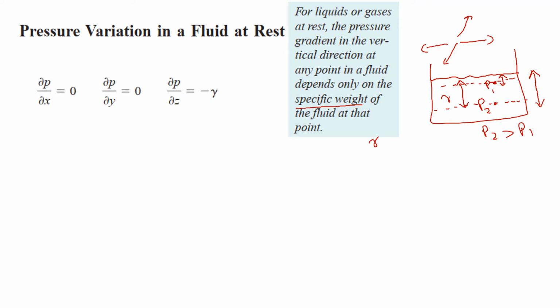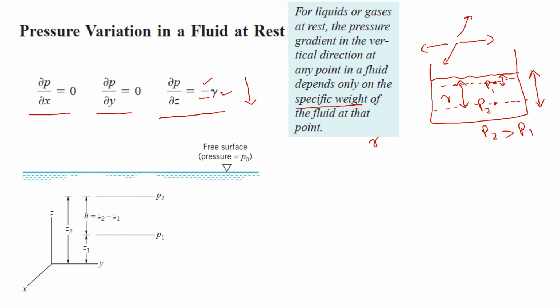This is the equation: the pressure gradient will not change along the x-axis, it will not change along the y-axis, it will only change along the z-axis, and here it is equal to minus gamma. Why minus gamma? Because as we move down in a fluid, the pressure actually increases. So this negative sign shows that the direction is downwards, and the pressure is increasing as we move downwards in the negative z direction, and gamma is the specific weight. So this is the equation that we came up with. This was very important, and we used it to solve different problems related to pressure at different points.